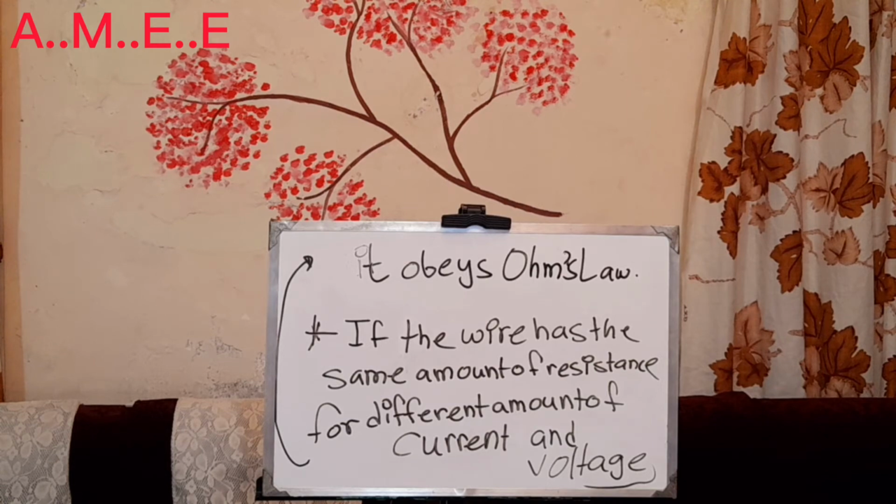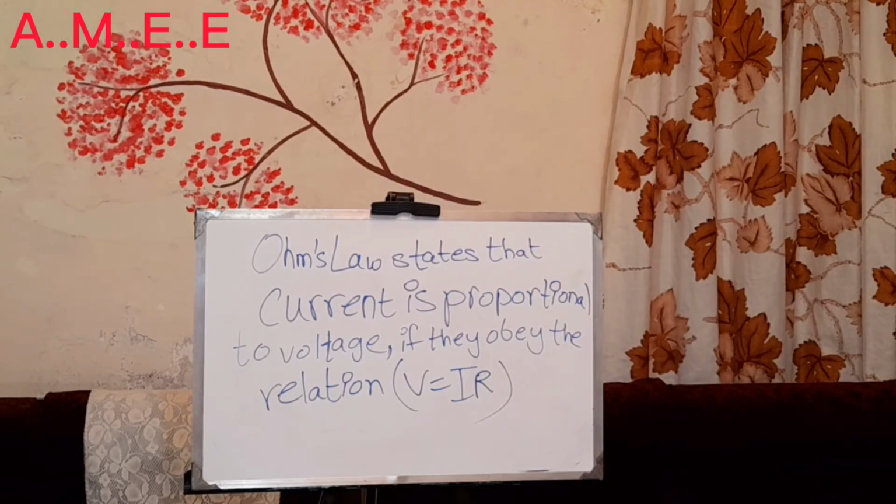Now, Ohm's law states that the current is proportional, or we can say directly proportional, to voltage if they obey the relation V equals IR. As I have said, Ohm is the name of the scientist who people say invented resistance, but actually he discovered it.